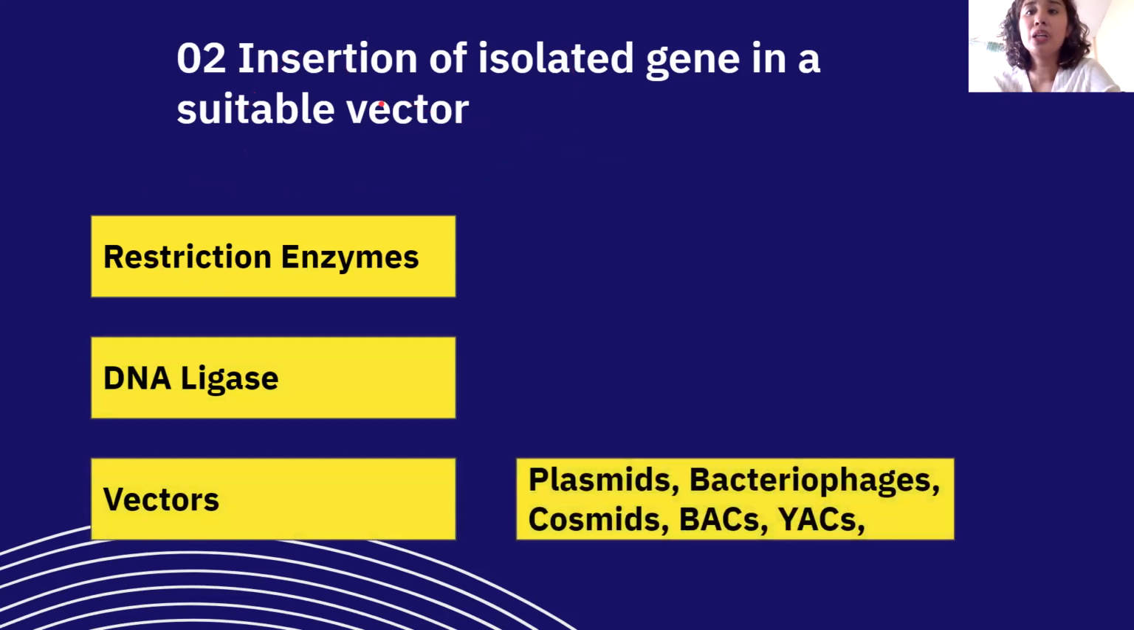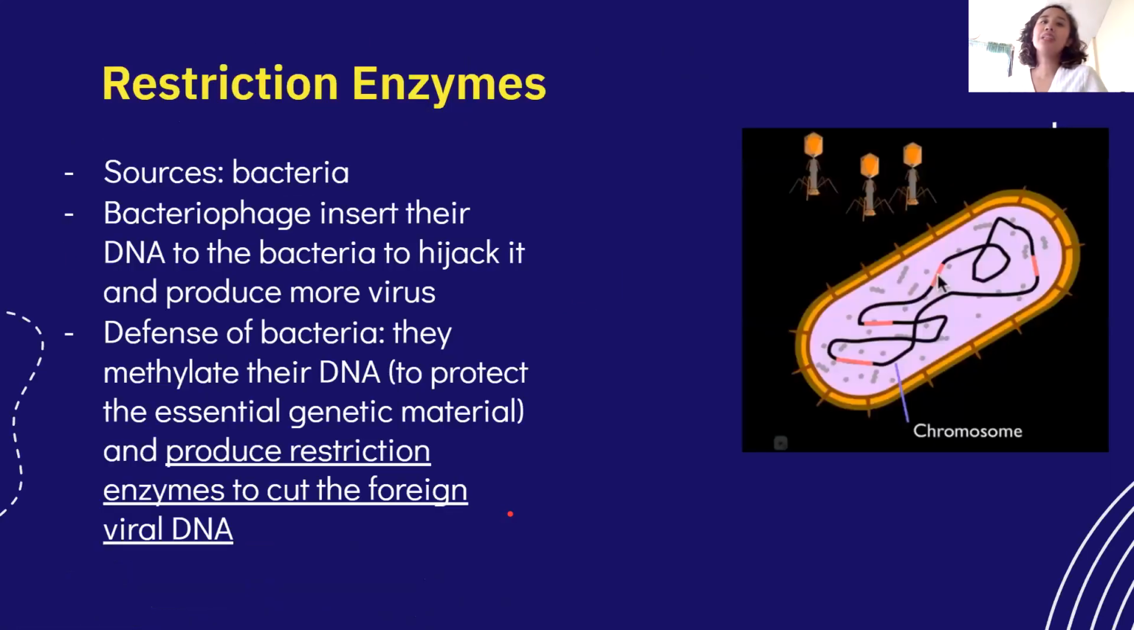So, plasmid, bacteriophages, cosmids, bacterial artificial chromosomes, and yeast artificial chromosomes. So, yan ang mga next topic natin. Kasi nasa step 2 na tayo. So, isisingit ko na tong tatlo. Yeah. Okay. So, let's talk about your restriction enzymes.